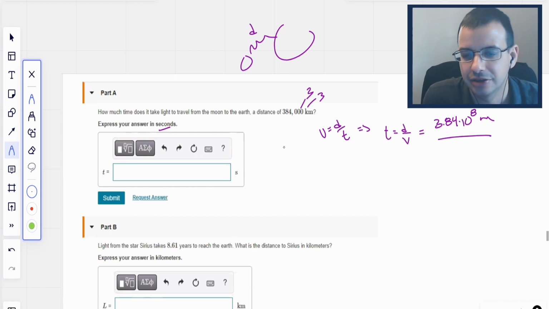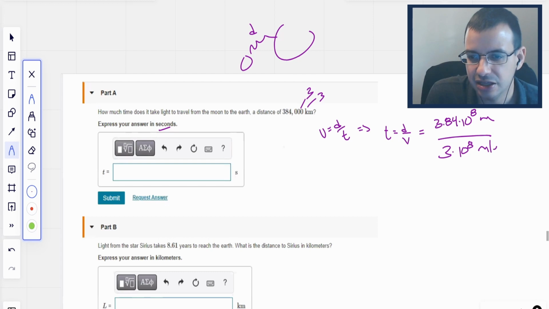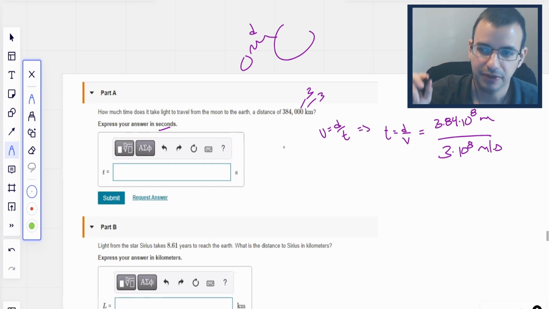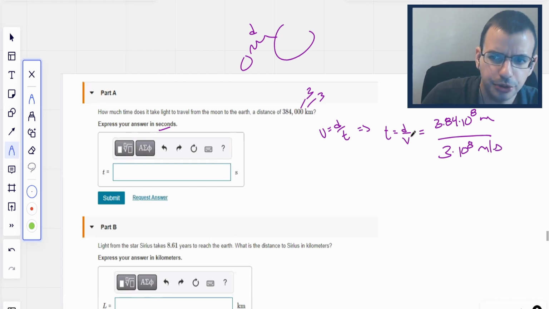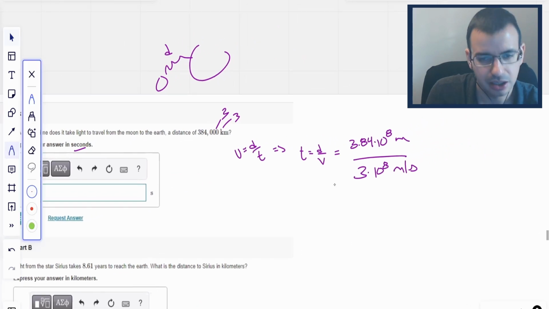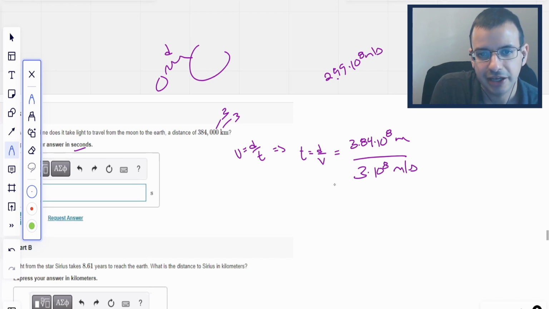You're like, wow, that's an awfully specific number. Yep, and that's because I'm going to use 3 times 10 to the 8th meters per second as the speed of light. Some people use 2.99 times 10 to the 8th meters per second for light. The actual number is going to be closer, like 2.997 times 10 to the 8th.